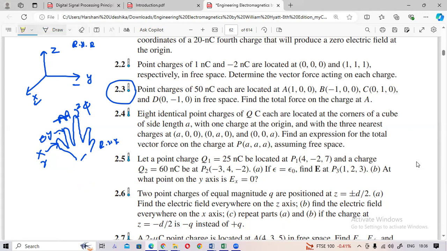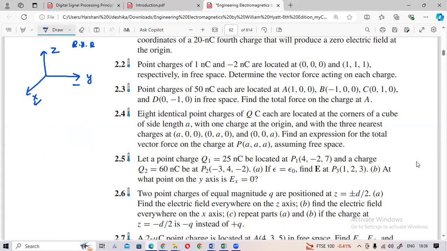In cylindrical coordinates, this is r, theta. Using these, you have to get the directions. Anyway, this is the XYZ coordinate.